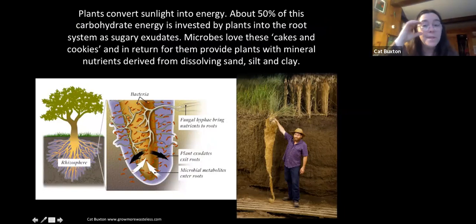Plants convert sunlight to energy. That's photosynthesis. And about 50% of the energy that plants take in, through all leaf surfaces, doesn't matter if it's big or small, if it's on the ground or up in a tree, about 50% of that carbohydrate energy is invested into the root system as sugars. One of my teachers, Dr. Elaine Ingham, who I highly recommend, you can Google her and she's on YouTube as well, likes to call those exudates the cakes and cookies. So the sunlight basically takes CO2, turns it into cakes and cookies that plants then feed to microbes.